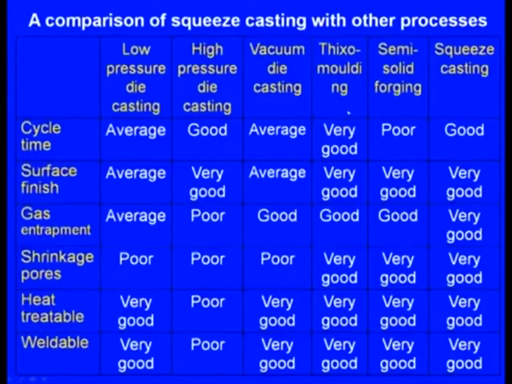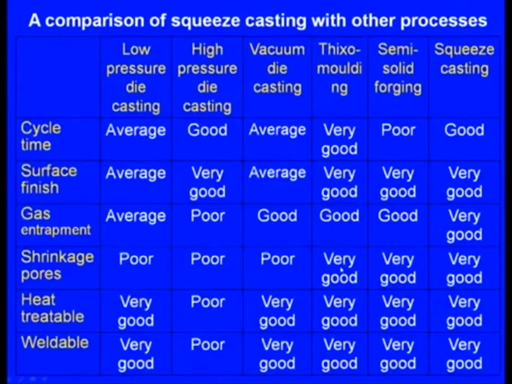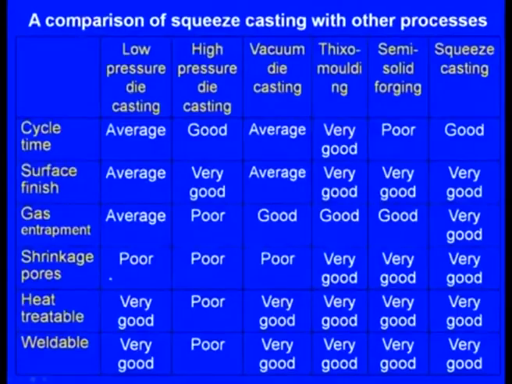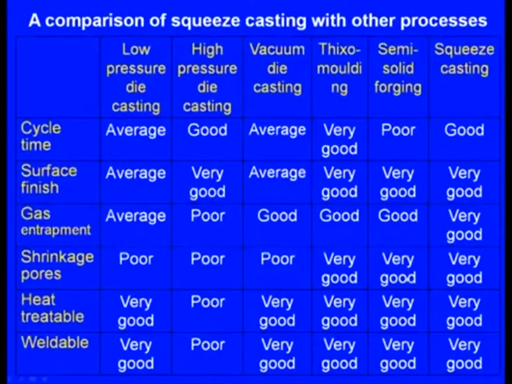In the case of the Thixo moulding process, cycle time is very good, surface finish is very good, gas entrapment good, shrinkage force very good, which means shrinkage force will be very less or there may not be any shrinkage force, that is the meaning. Next one, heat treatability very good and weldability very good. In the case of semi-solid forging, cycle time poor, surface finish very good, gas entrapment good, shrinkage force very good, heat treatability very good and weldability very good.